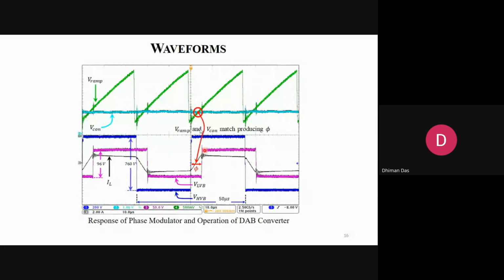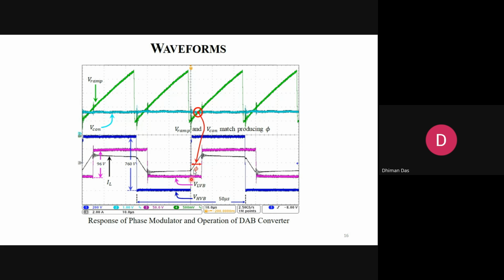So when the ramp signal and the control voltage are matched together, this is just a simple PWM block. I am using this PWM block to generate the phase instead of duty. In control of a buck converter, you are using the same philosophy, right? You are comparing the ramp with the control signal and you generate a duty, right? So that duty cycle I am converting into phase.